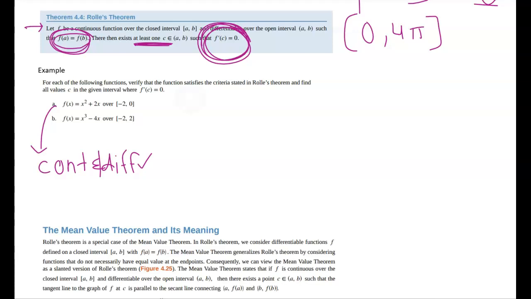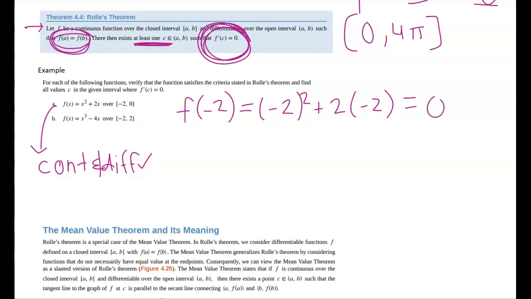Okay, so f of -2 is -2 squared plus 2 times -2. That gives me 4 minus 4, which is 0. F of 0, well, when I plug in 0 to both of those, I get 0.